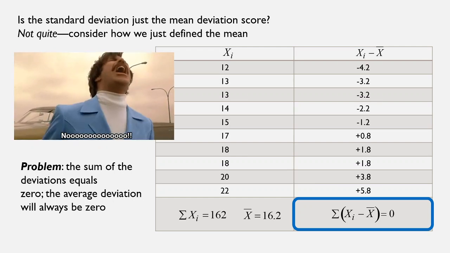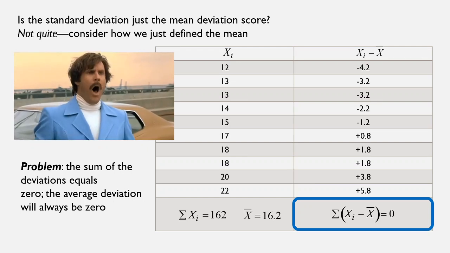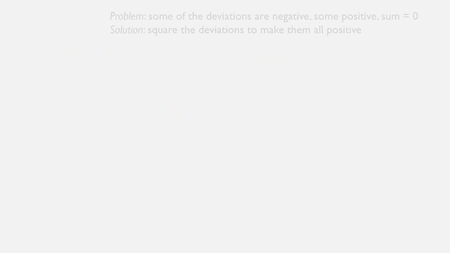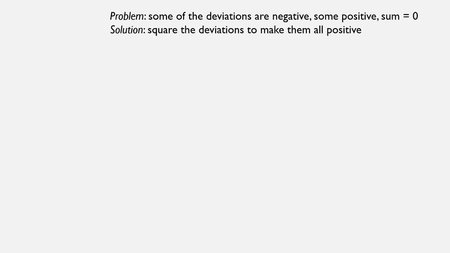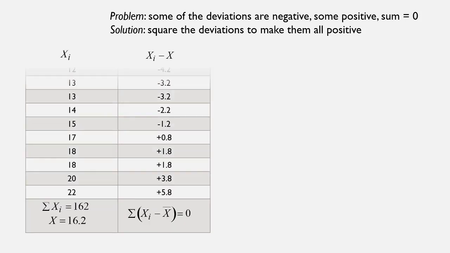If the problem is that the sum of the deviations always equals 0, and as such the average deviation will always be 0, there's a pretty easy solution. Since some of the deviation scores are negative and some are positive, you can square all of them and you can get rid of that problem. Okay, so it's as easy as this. You have your scores, you have your deviations.